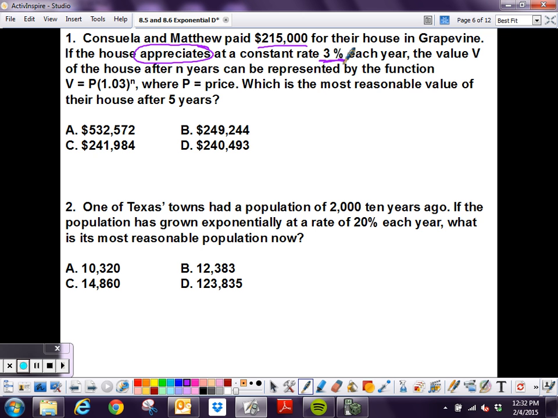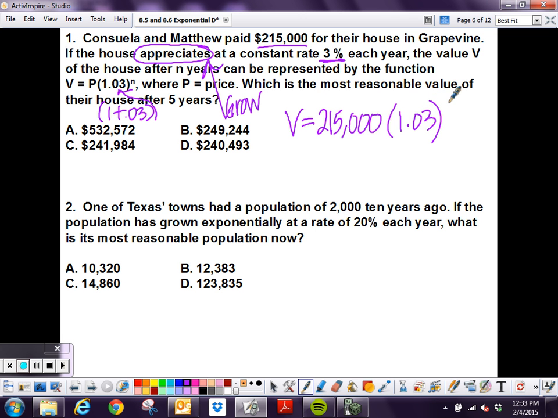Now this is actually already filled in the rate for you. It's already said that this 1.03 is 1 plus your rate, which was 0.03. So it's already simplified that for you. So now you just have to plug everything else in. So you have P, which is the starting value, so 215,000. Now you need to know that the word appreciates means to grow. It's increasing. So I have 215,000 times 1.03, and the time is 5 years.